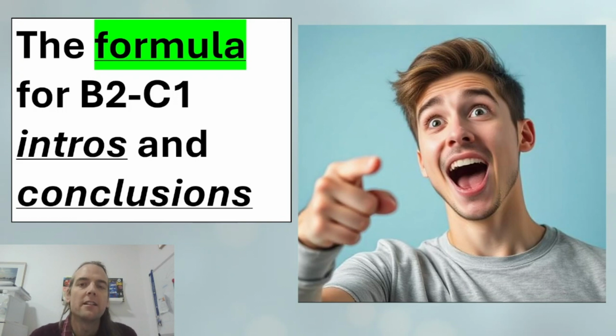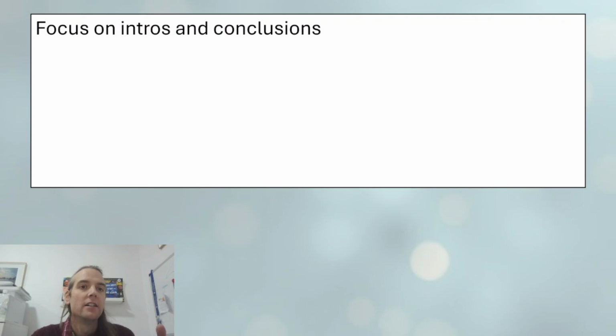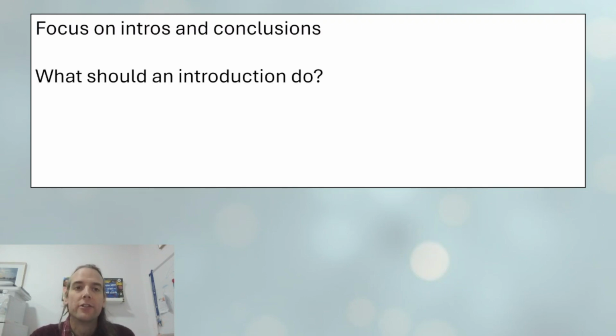So we're going to look at some examples and think about what you should include in a good introduction and a good conclusion to break it down so you've got a technique, so you know what you're doing when you're sitting in the exam writing any part of the writing for B2 and C1. So we have to start by asking, what makes a good introduction? What is an introduction? What are you trying to do?